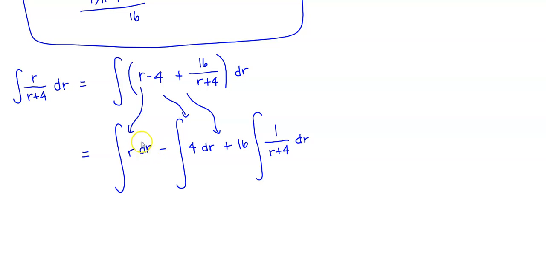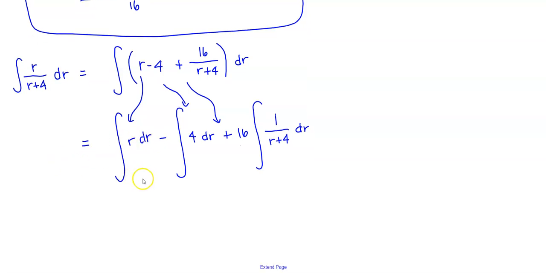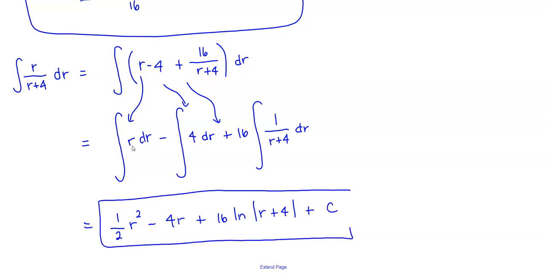And so now we're going to take the antiderivative of each one. So if we take the antiderivative of r, that's going to be 1/2 r to the second power, minus 4r, plus 16 times the natural log of the absolute value of r plus 4, and then that's plus c. And therefore there is our result.